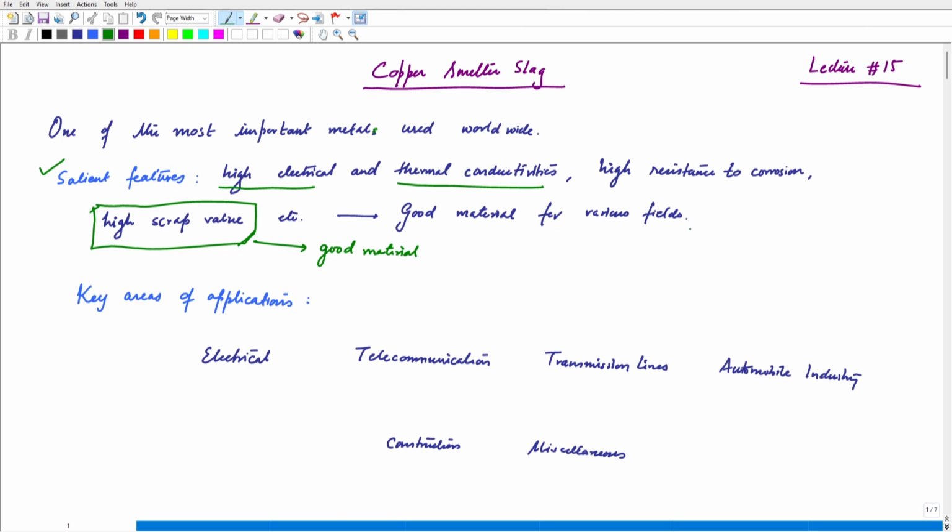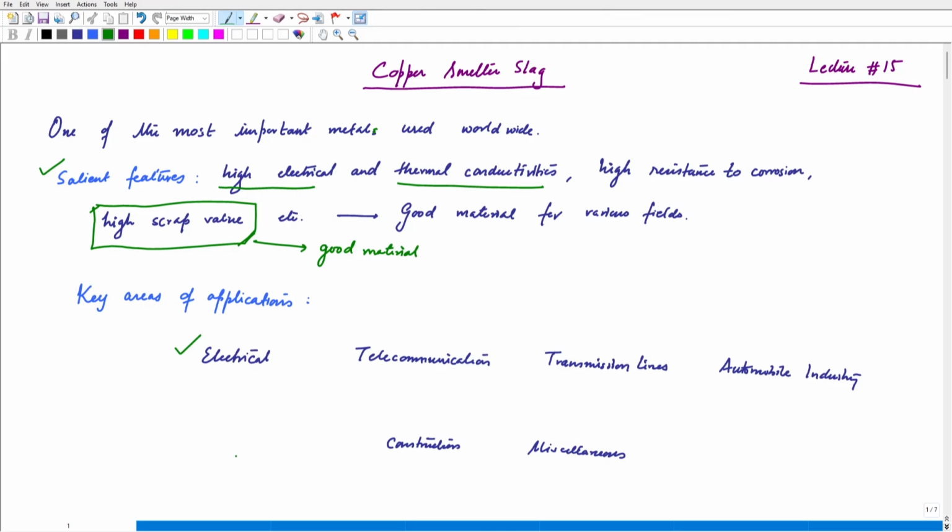What are the key areas of application? Now, why exactly are we discussing the areas of applications? The reason is that these applications dictate what are the areas from which the waste scrap or end of life copper will originate. So, when we know the area of application, we can expect what type of scrap we are about to receive after the service period is completed. When we understand the area of application, we can understand the type of scrap that is generated.